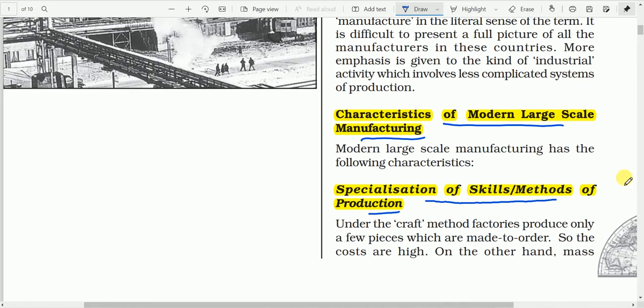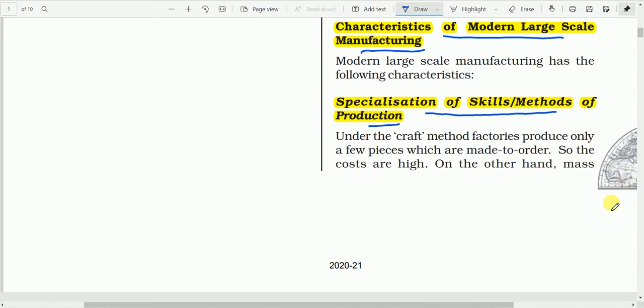Under the craft method, factories produce only a few pieces which are made to order. Craft production means manufacturing by hand, with or without the aid of tools. That is known as craft production or the craft method. So under the craft method, factories produce only a few pieces of items which are made to order.